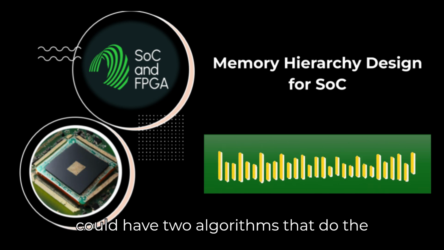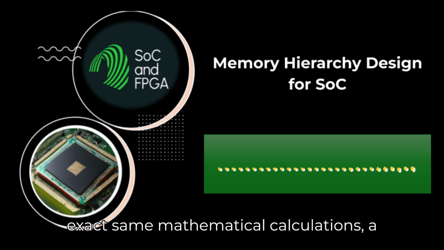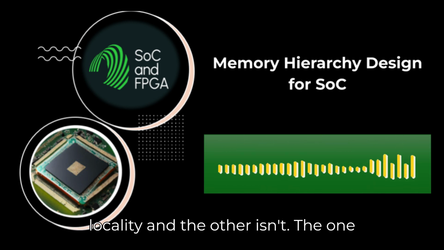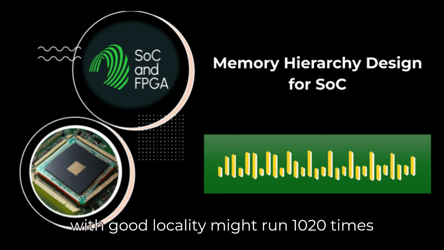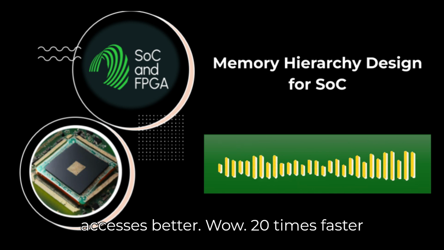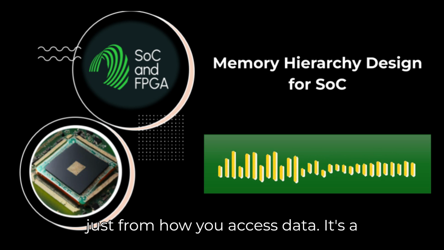The performance difference can be staggering. You could have two algorithms that do the exact same mathematical calculation, say matrix multiplication, but one is structured to access memory with good locality, and the other isn't. The one with good locality might run 10, 20 times faster just from arranging the memory accesses better. Wow, 20 times faster just from how you access data.